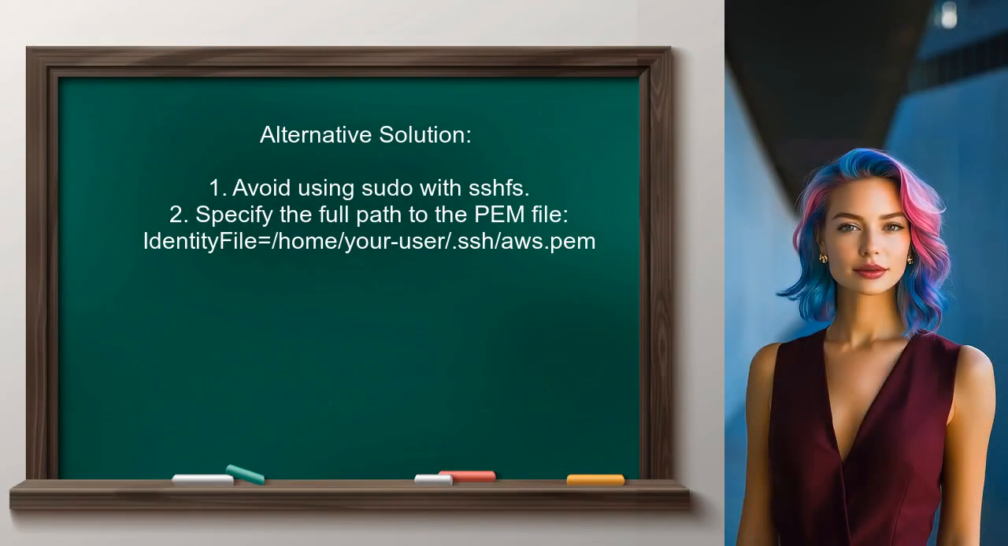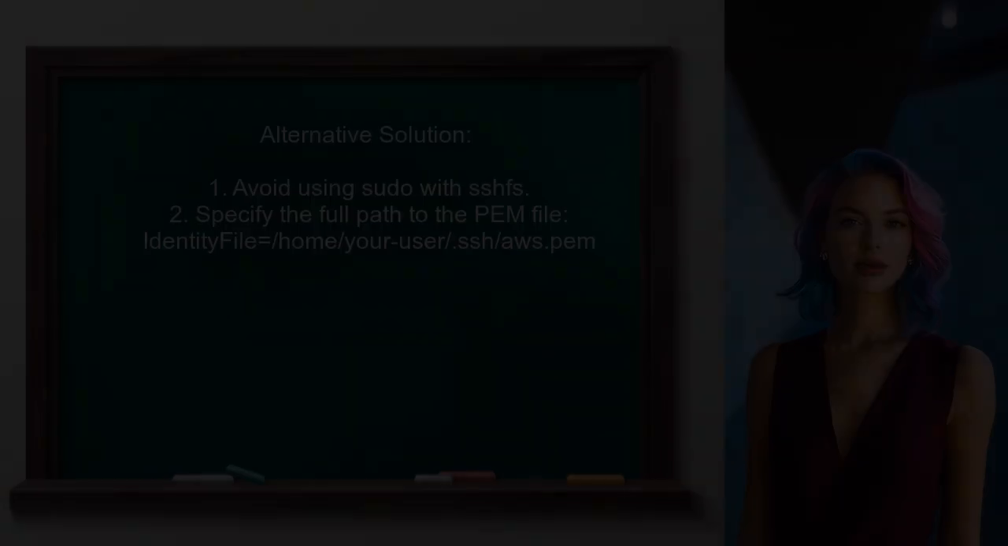An alternative solution suggests that the issue arises from running the SSHFS command with sudo. This is important because the root user cannot access your authentication keys located in your home directory. Instead, you should specify the full path to your PEM file.